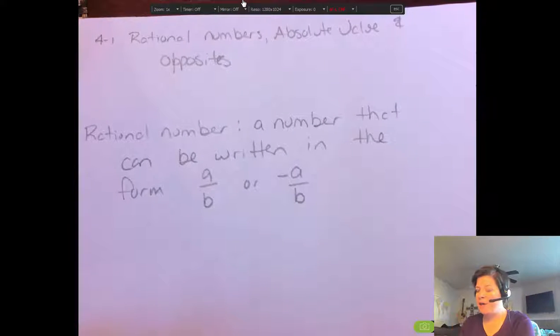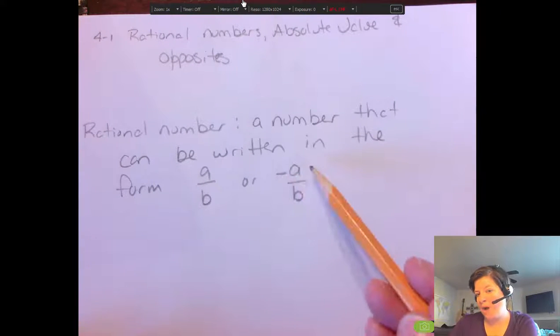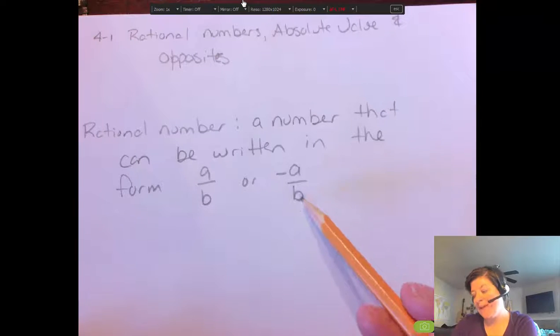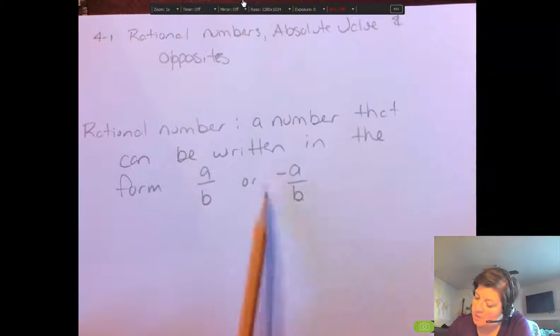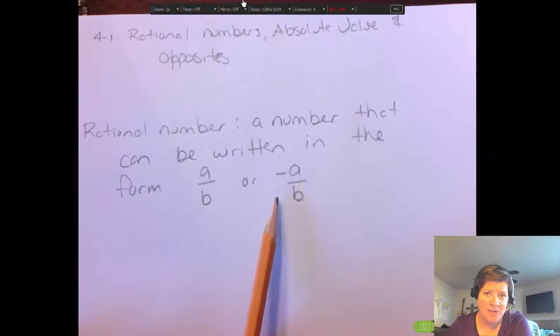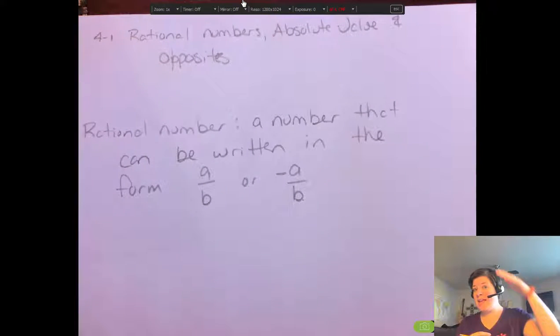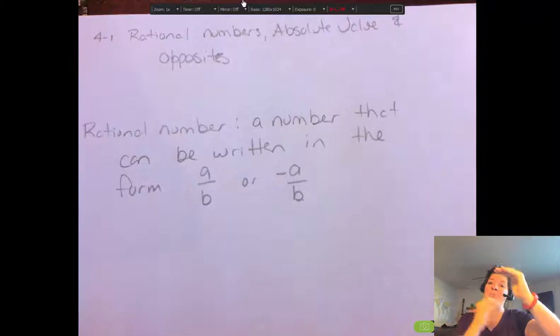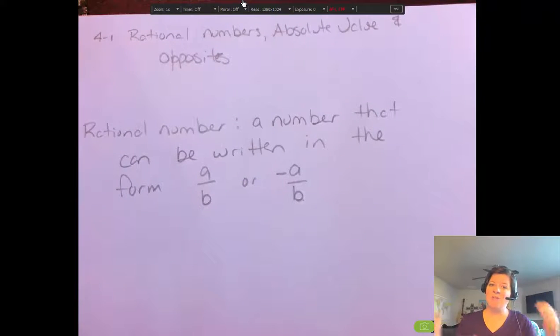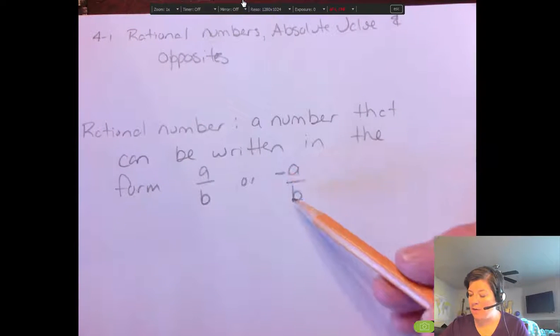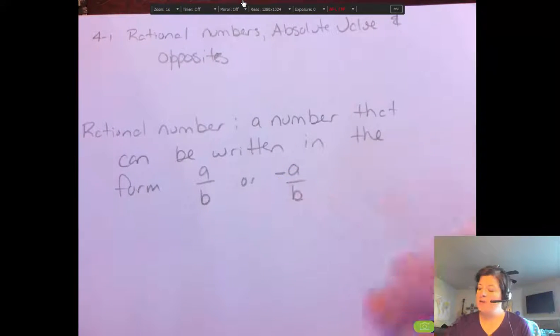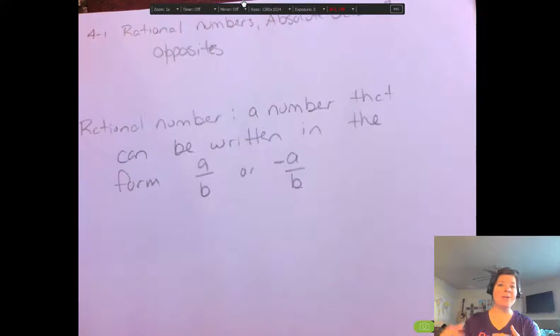And a reminder, the negative can be with the top number, your numerator, it could be with your denominator, or it could be written in front of your fraction. We can write that negative anywhere. If we happen to have a negative on the A and the B, that's actually a positive because you have two negatives on the same fraction. But if we just have one negative, I can write it here, here, or in front. So a rational number can be written as either one of these.